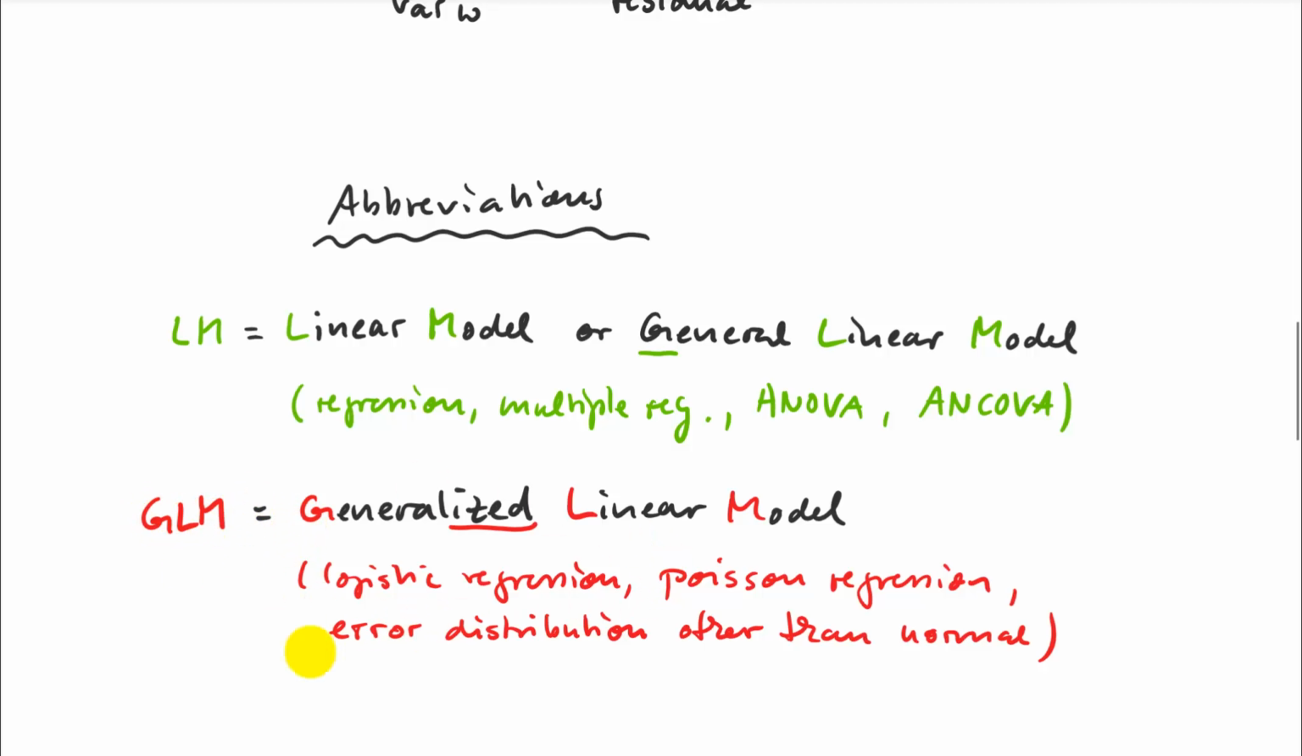And that covers things like logistic regression, Poisson regression, or also, predictor variables can also be class variables. The important thing is that the error distribution is other than normal in the generalized linear models. So your residual does not have to be normally distributed. You can specify different error distributions.